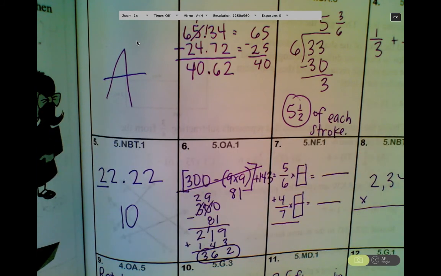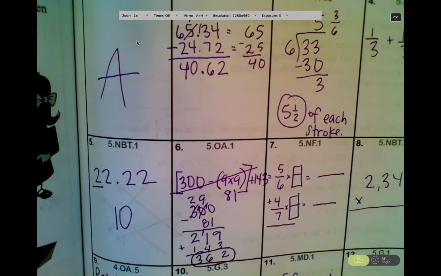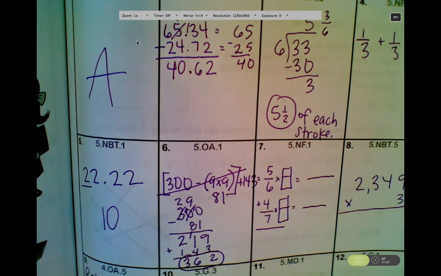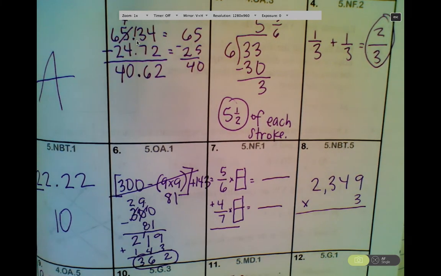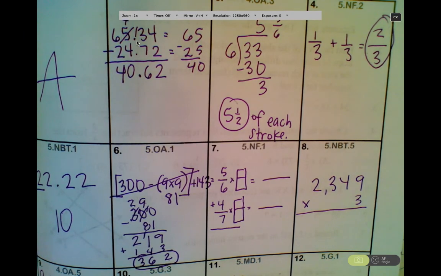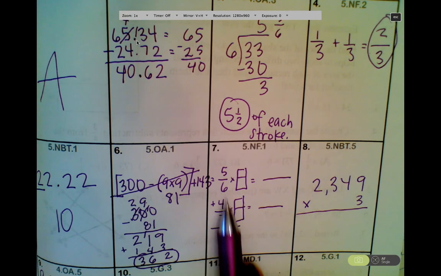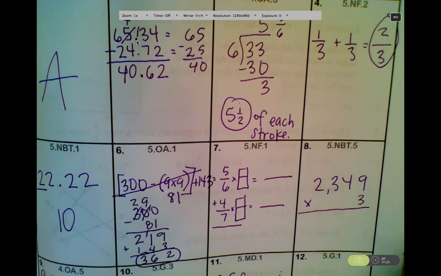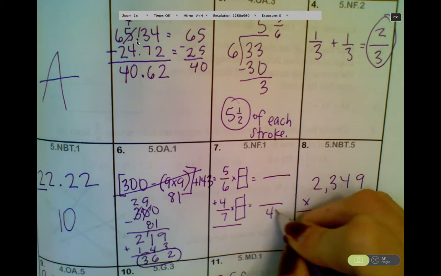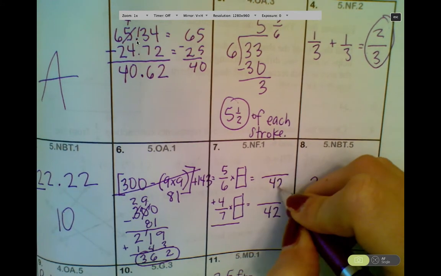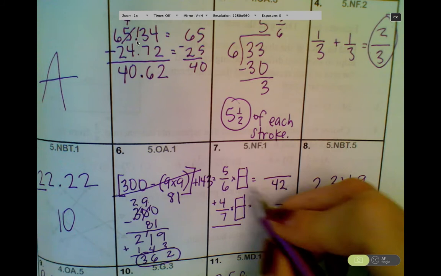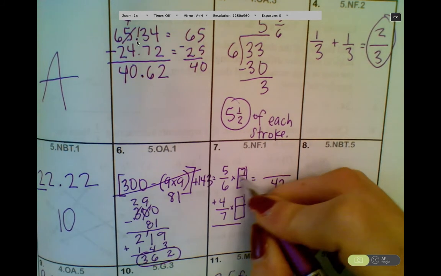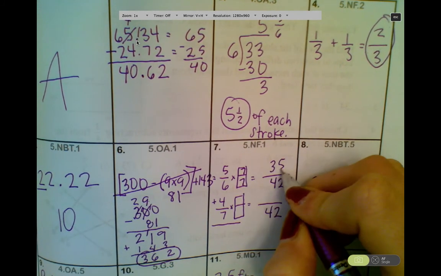Number 7, find the sum. 5/6 plus 4/7. We notice that they have different denominators, so we're going to have to find a common denominator. The least common multiple for these denominators, 6 and 7, is 42. So now we'll find our equivalent fractions. 6 times what is 42? Well, 6 times 7. And 5 times 7 is 35.